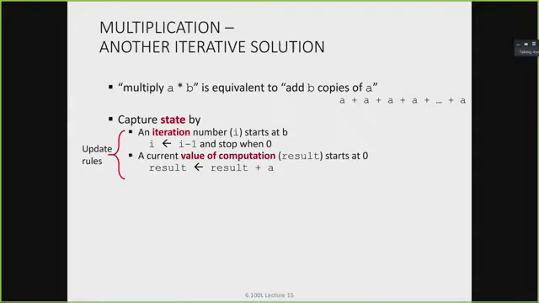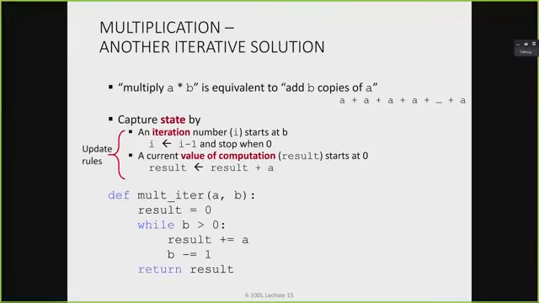So my total in the previous code is now being called result in this code. And so my iteration will start right at 0, and then I'm going to keep adding a to itself b times. So the code looks like this.